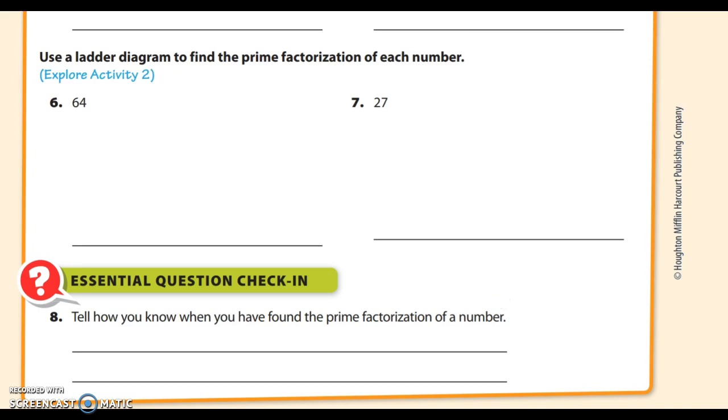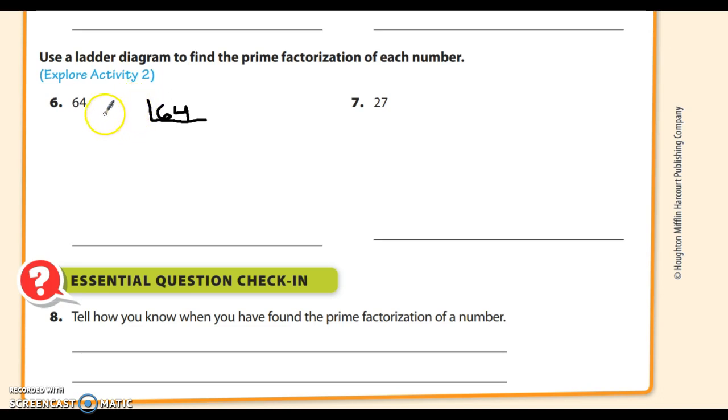We've got the ladder diagram for 64 and for 27. I'll do 64 first. 64 goes inside this upside down division sign. And I always like to do 2's. Well, you have to do 2's actually. You can't put an 8 here. You could. Here's the problem with this though. I never thought about this.